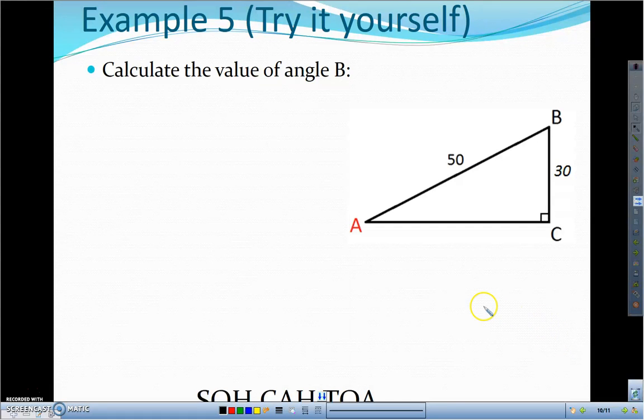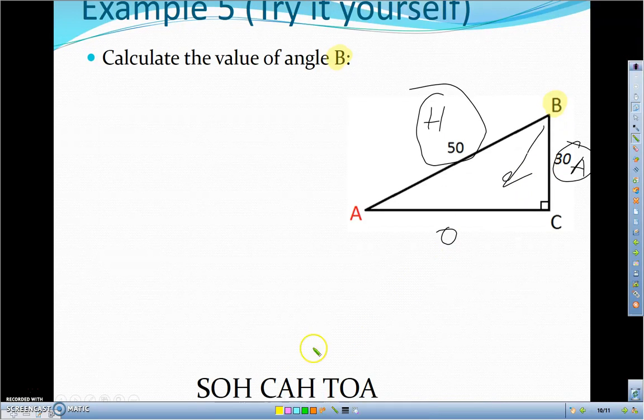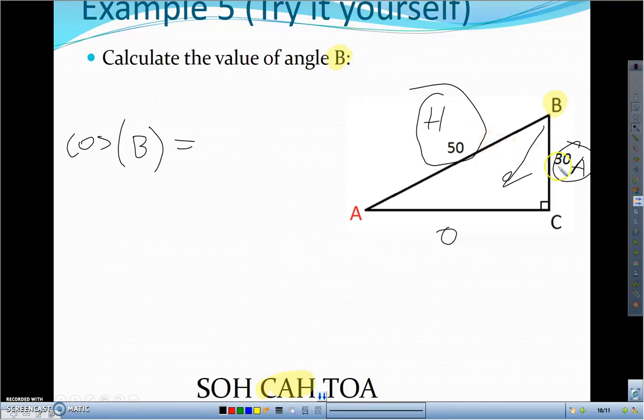I encourage you to pause it at this moment to try and do this one yourselves. We're finding angle B. I apologize because it did have A in red. Label it according to B. O, A, H. Circle the pairs. A and H, which means we are using cosine. Set up our ratio. Cosine of B, because that's what we're finding, is equal to A, which is 30, over H, which is 50.